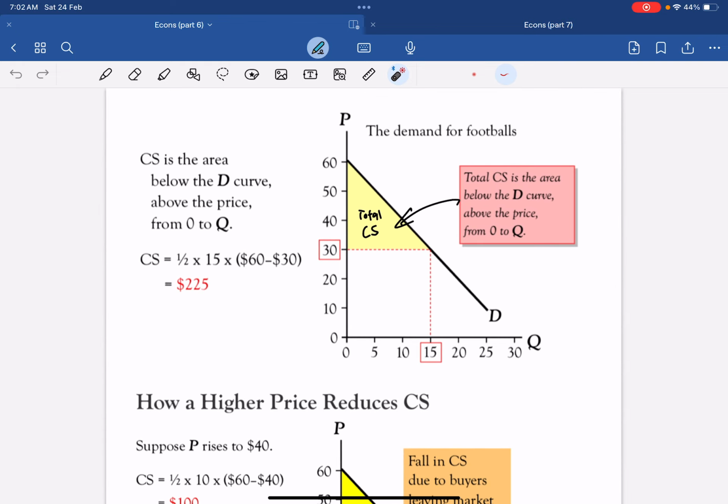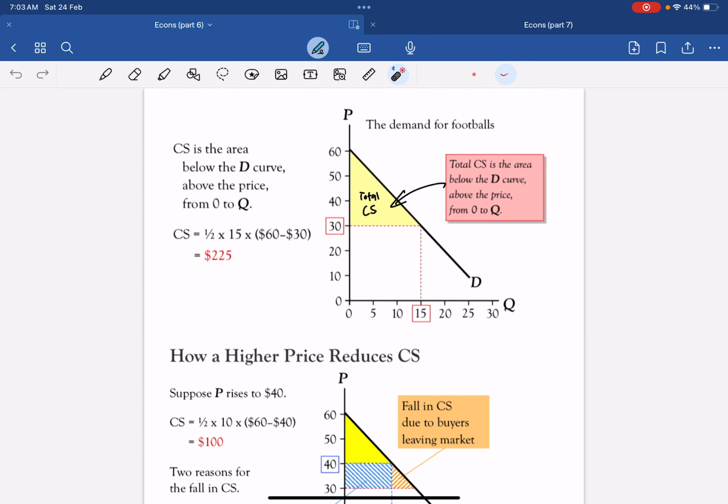And if you want to find the total consumer surplus at a given price, then you just need to take the area, because you imagine you take all these vertical lines and add them up. By understanding calculus, you know that this is the area under the graph. So actually the total consumer surplus is just the area under the demand curve but above the price.